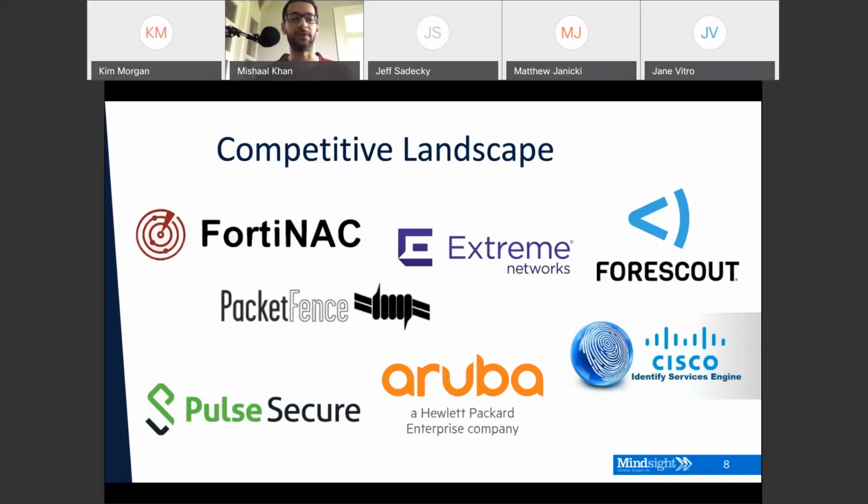There's Packet Fence, that's a free open source based solution. So you'll see all sorts of solutions for SMBs, for enterprises, for government, for open source communities, nonprofits. There's a solution for everyone. Our focus today is on Fortinet, because it sort of covers a large breadth of sizes and requirements.